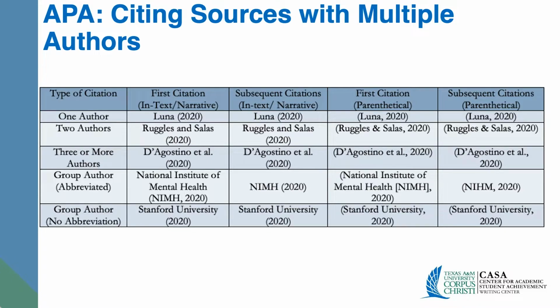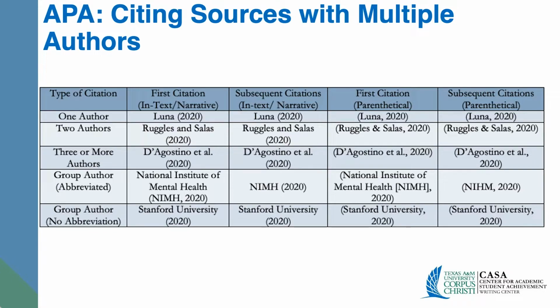Rather than writing out D'Agostino, Smith, and Jones 2020, you will just write D'Agostino et al. The phrase et al. is a shortened version of the Latin phrase et alia, and that literally means "and others." So what you're saying is D'Agostino and others wrote this piece.